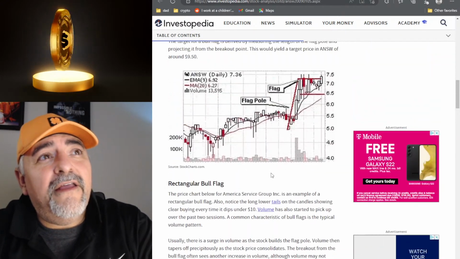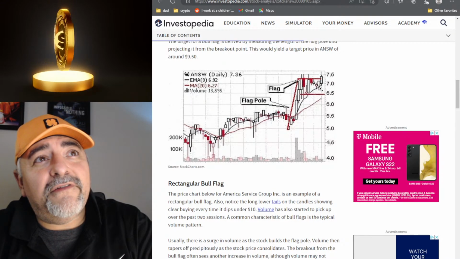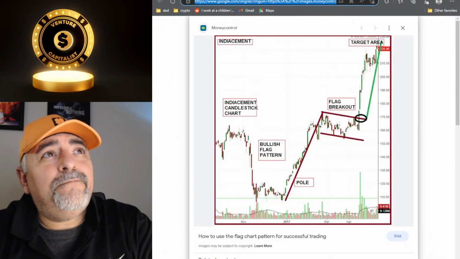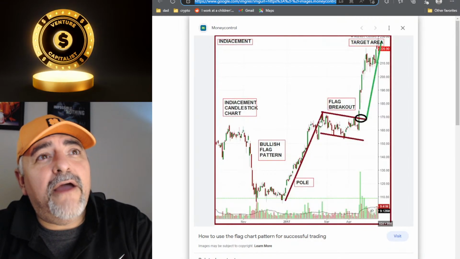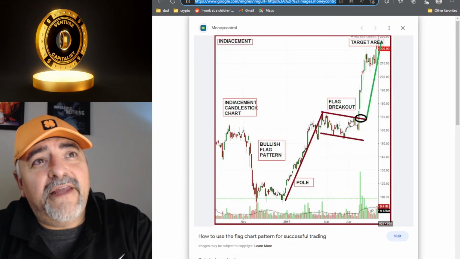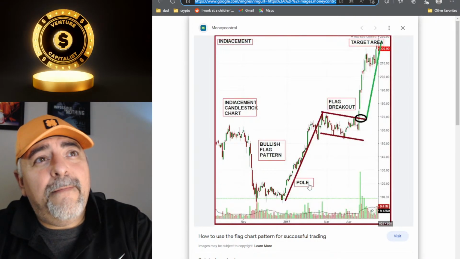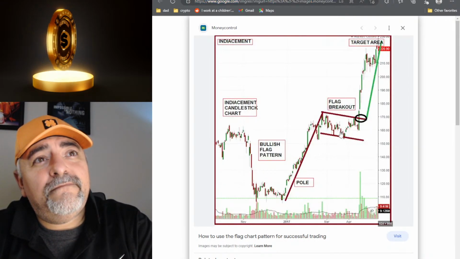If you can see here, this looks just like the flag pattern we just looked at. Simple things. APT looks just like this. Breakout. Here's your consolidation. Here's your flag. All right. Breakout.